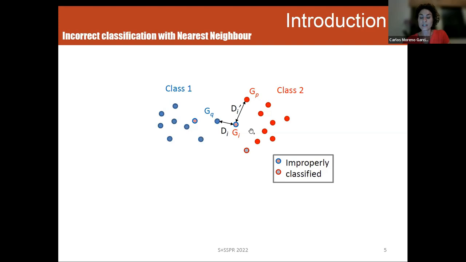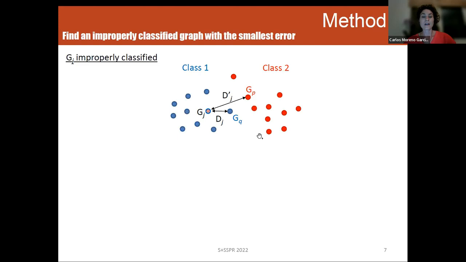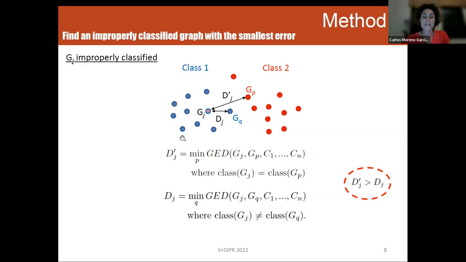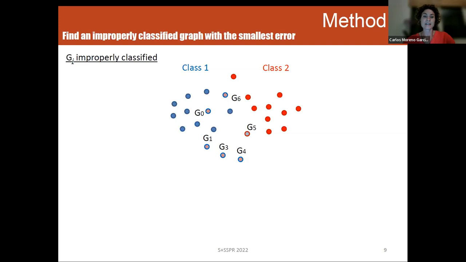How do we do this? What we propose is, if we have one graph that has been incorrectly classified, these distances that I will call D prime and D are the minimum of the graph edit distance between this graph and all the other molecules with the same class or with a different class. In each step of a learning process, we will have different graphs that have been incorrectly classified. But what we propose is to focus on one graph that has been incorrectly classified but was very close to being correctly classified.